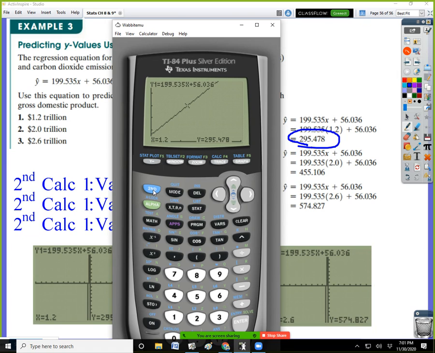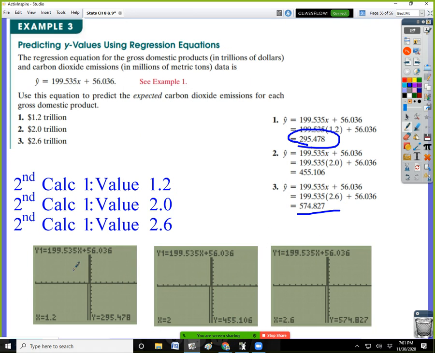Okay? If I want the value at 2, I do value at 2.0, and I get 455.106, which you can see right here. If I want 2.6, I do second calculate 1 at 2.6, and I get 574.827, which is right there. So I did a screen capture of the 3 things I just did. So that's how you can identify what to expect, to kind of predict what's going to happen later on.